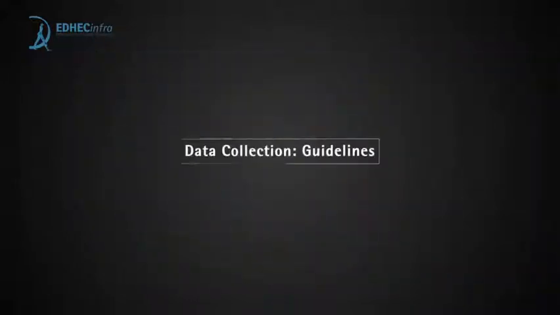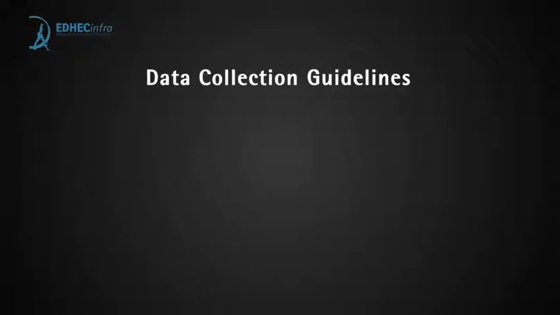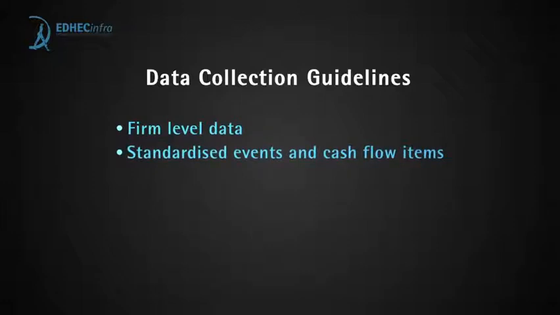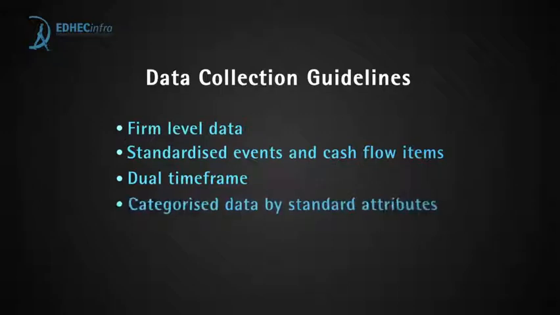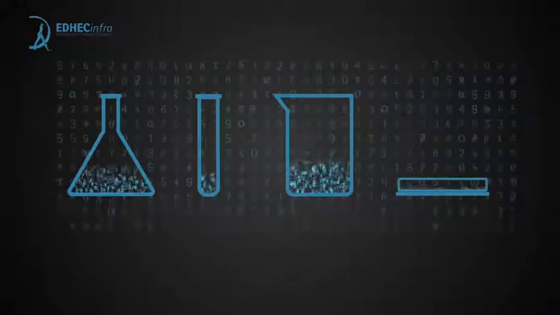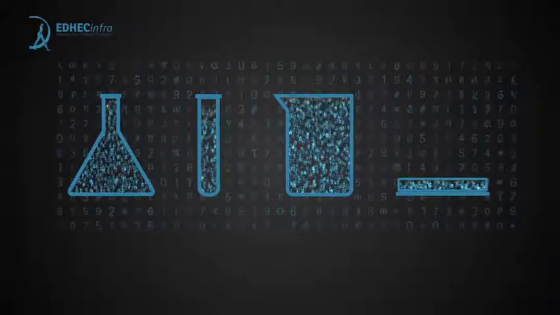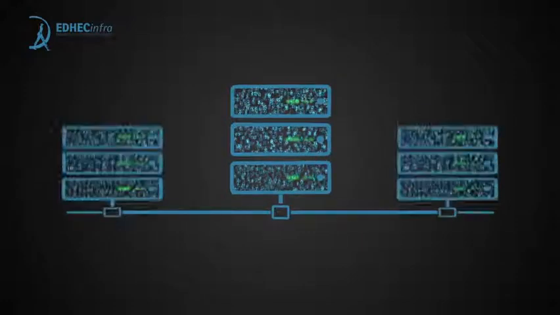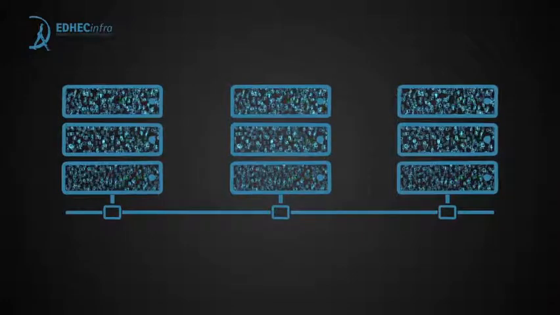In 2016, EDIC Infra is publishing a set of guidelines for collecting data about infrastructure investments. These guidelines highlight the need to collect data reported at the underlying firm level, to focus on standardized events and cash flow items, to report data using a dual time frame, to categorize data according to a limited set of attributes, and to record and document individual financial instruments. With the framework in place for reporting, aggregating, and analyzing infrastructure investment, EDIC Infra is building the global database that will be used to deliver benchmarks for long-term investors in infrastructure.